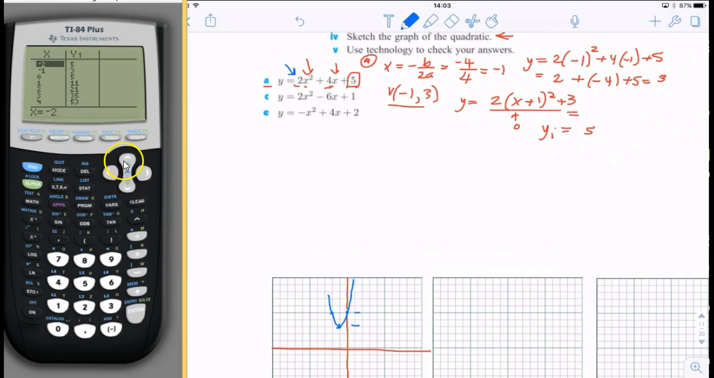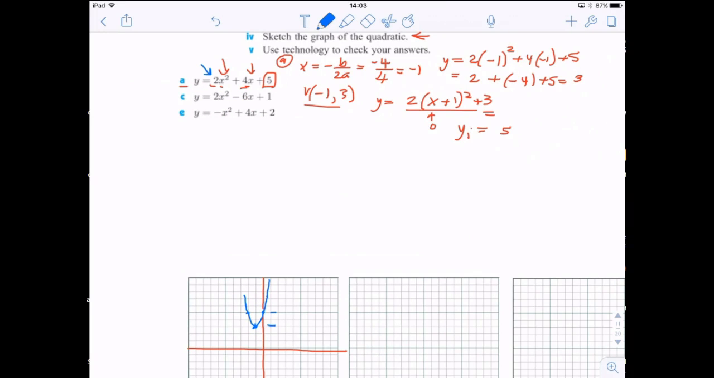Make sure that when you scroll up, you're in the X column, because if you go to the Y column, you'll notice that it does not scroll up. It only scrolls up if you are in the X column. Alright, so I successfully checked my answer with technology, and now I'll move on to C and E.